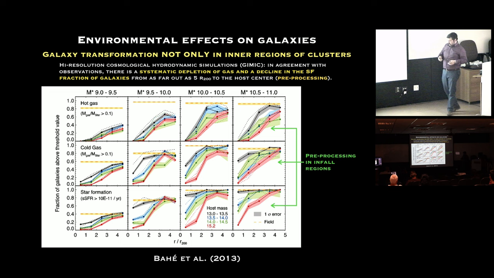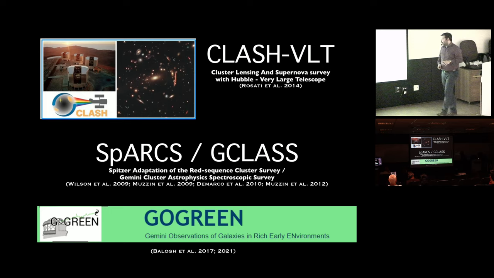So in order to understand that problem, there has been a number of projects that I've been involved with over the years. Here I'm just going to mention CLASH-VLT, SPARCS, G-CLASS, and GOGREEN, the more recent GOGREEN, where we have been building these samples of clusters at different redshifts with the idea in mind of not only doing other very interesting science. CLASH-VLT has done an extraordinary work at mapping the mass distribution of clusters in CLASH-VLT.